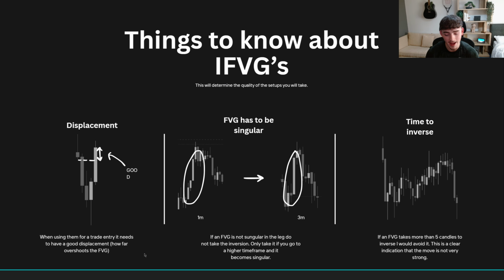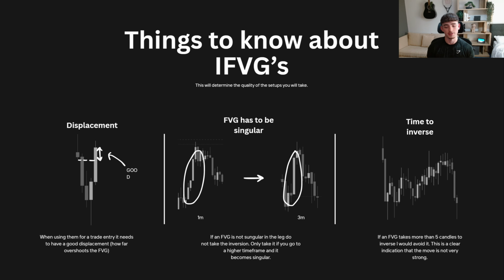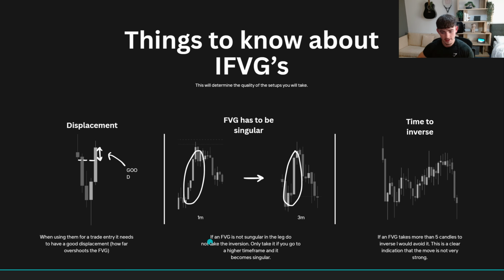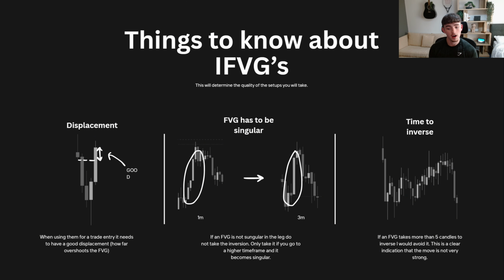Okay. The fair value gap has to be singular. This is very, very important. So if a fair value gap is not singular in the leg, do not take the inversion. Only take it if you go to a higher time frame and it becomes singular. I will go over that on the charts very shortly.